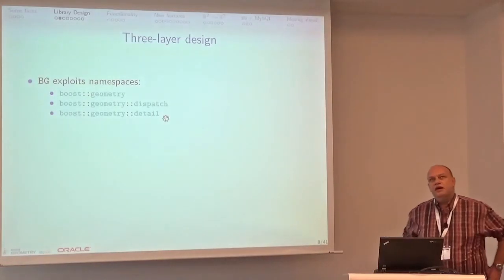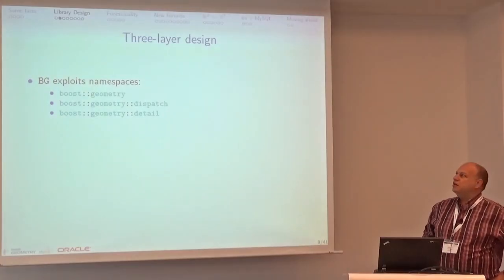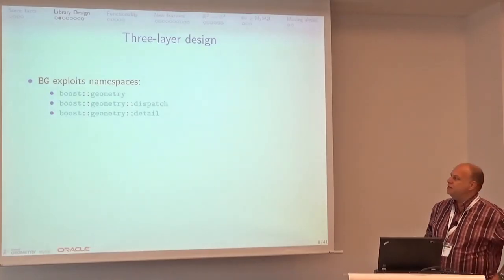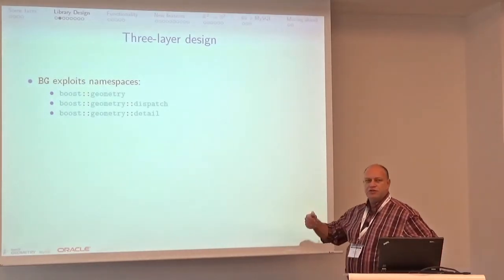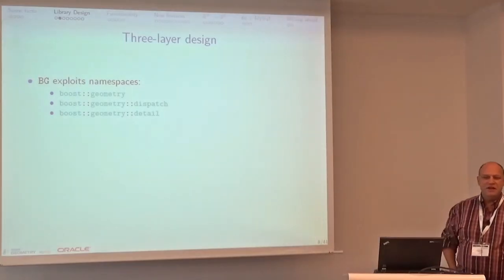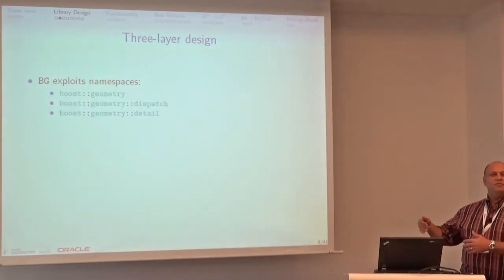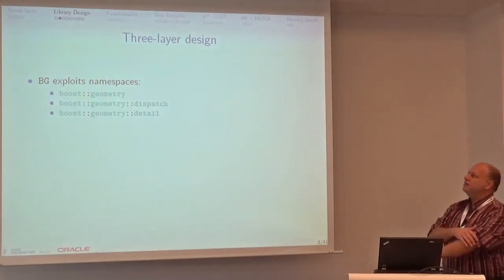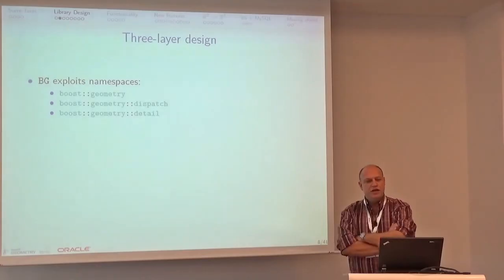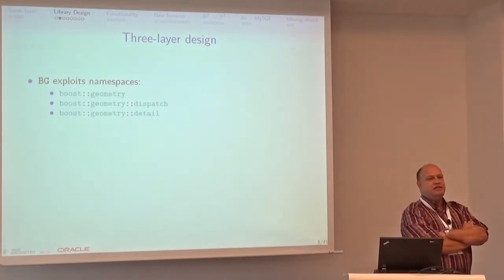So what is really the design? It exploits namespaces, and there are 3 major namespaces. It's Boost.Geometry, which I will consistently not use in the remainder of my talk. Everything that I'm going to talk about is really inside Boost.Geometry. But aside from this sort of global namespace for the library, there's also the dispatch namespace and the detail namespace.